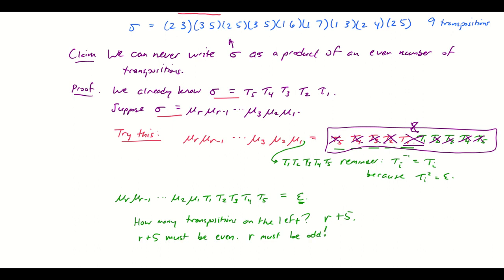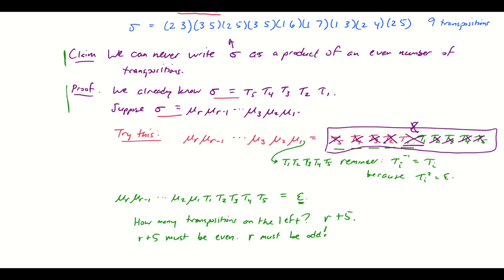That deserves an exclamation mark. R has to be odd. So that means, okay, so what was the claim? I was claiming that we can never write sigma as a product of an even number of transpositions, and now I've proven that. I've proven that if sigma is a product like this one, then the number of transpositions in this product has to be odd, can't be even.